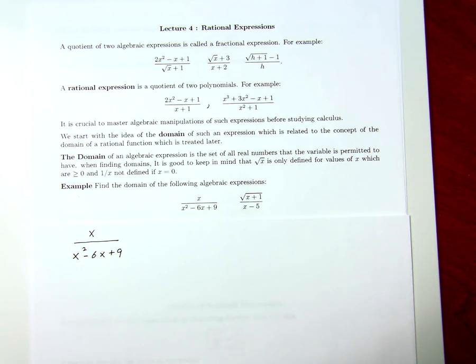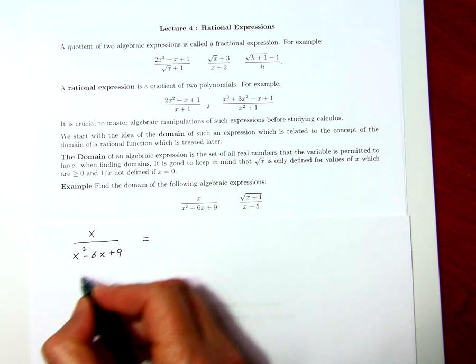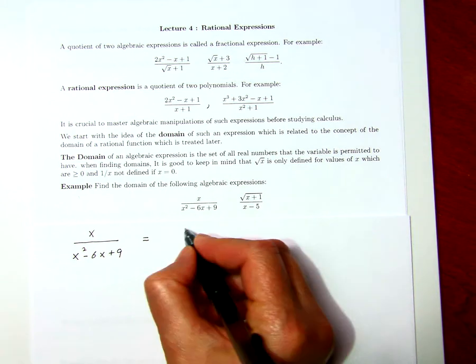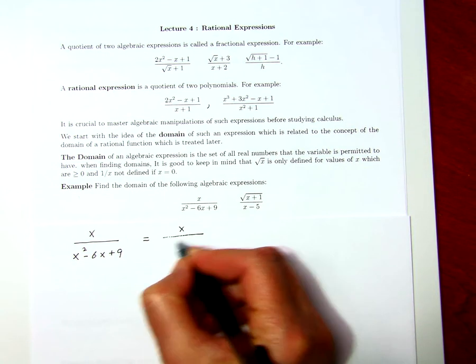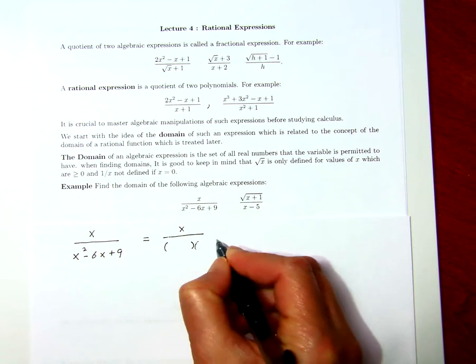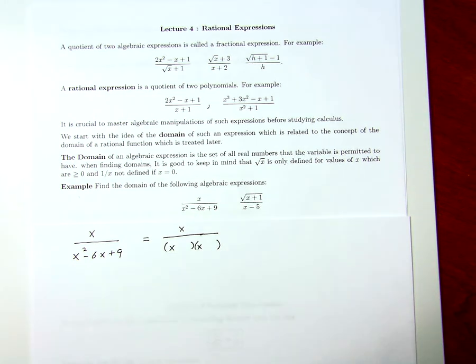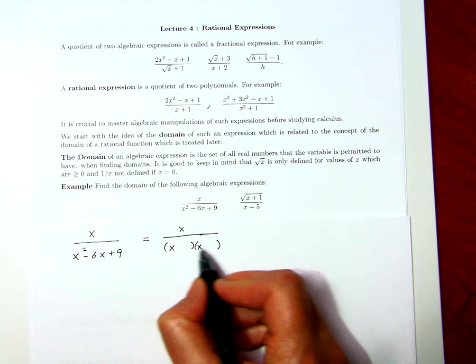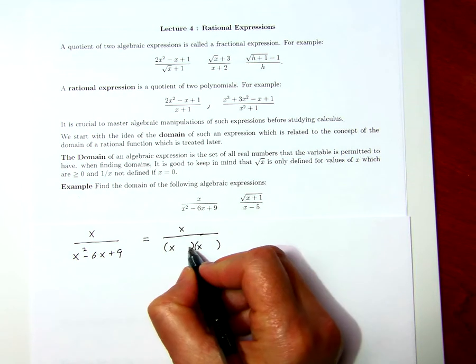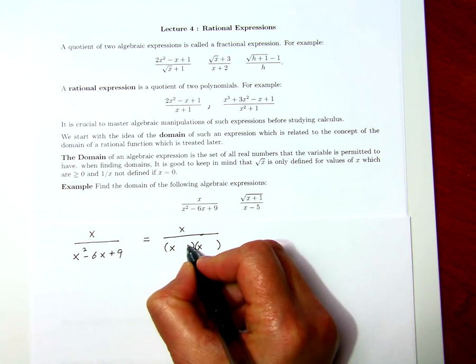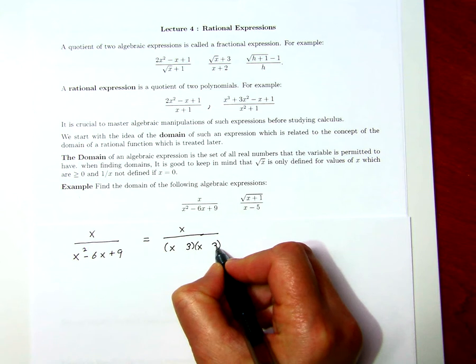How would we find the domain of this expression? Well, the first thing to do is factor the denominator, so that we find the values of x which give us 0 in the denominator. To take a shortcut here, this denominator should factor into the form (x + a1)(x + a2), and a1 times a2 should be 9, and a1 plus a2 should be minus 6, so it's going to be plus or minus 3 and plus or minus 3.